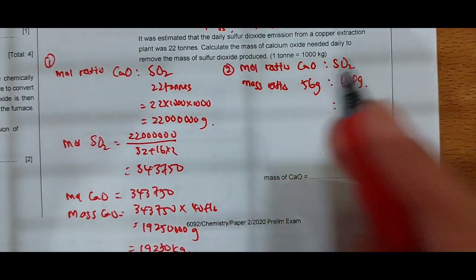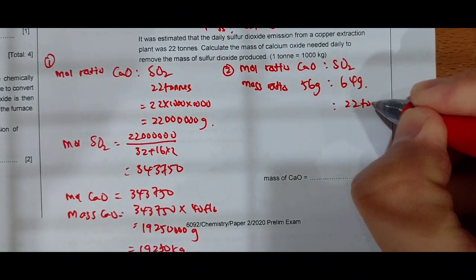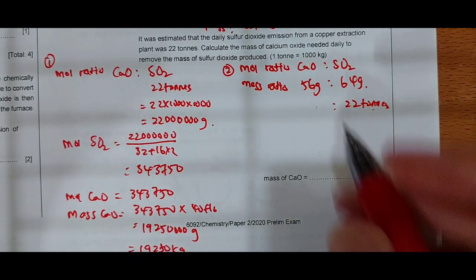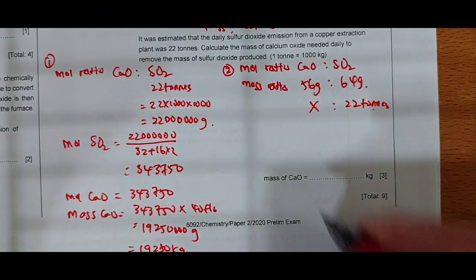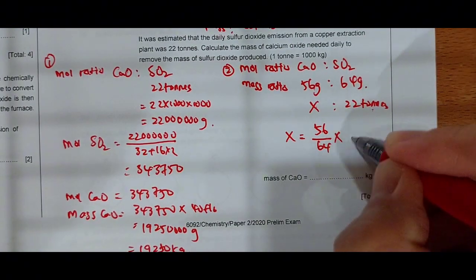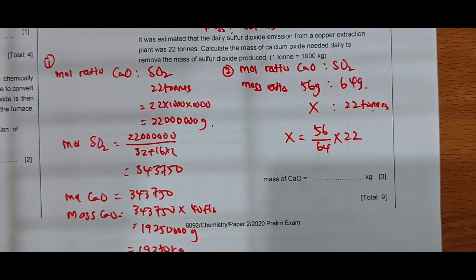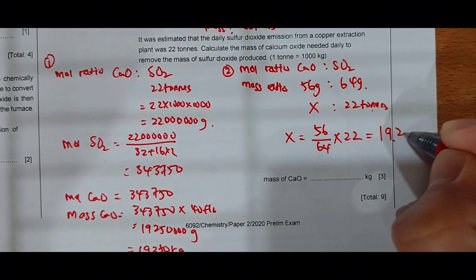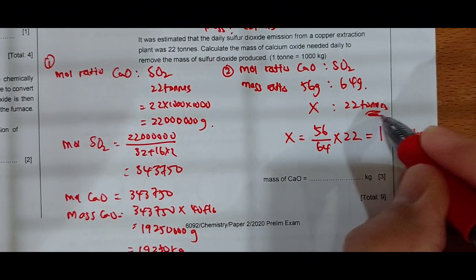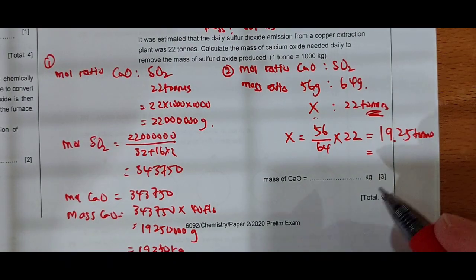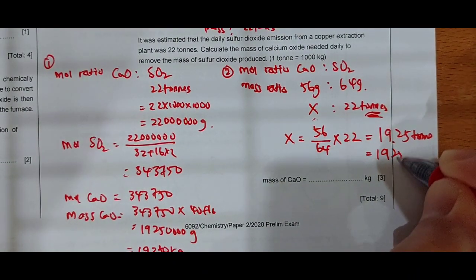Now, your sulfur dioxide is 22 tons. See, look at the unit, gram. So tons, this one must be ton as well. So this is X, which is the mass of calcium oxide. So your X would be 56 over 64 times 22. Okay, 56 over 64 times 22, and that would give you 19.25 tons. Yeah, because this is in tons, so this X must be in tons as well. And since the question wants kilogram, 1 ton is 1,000 kilogram, that will be 19,250 kilogram.